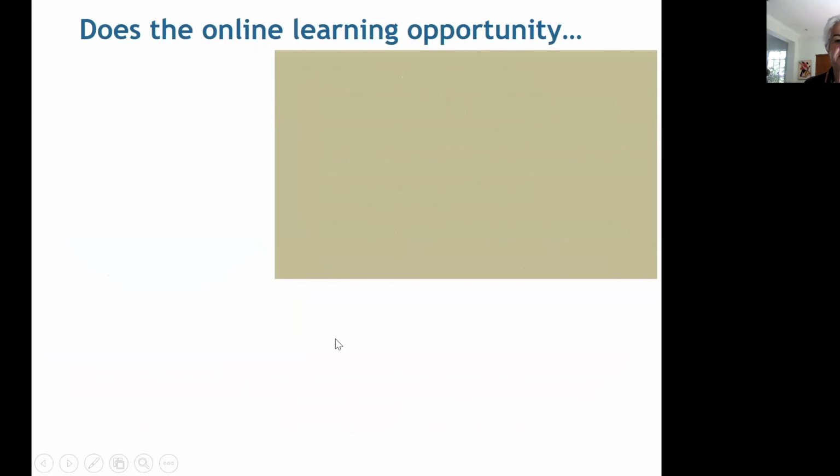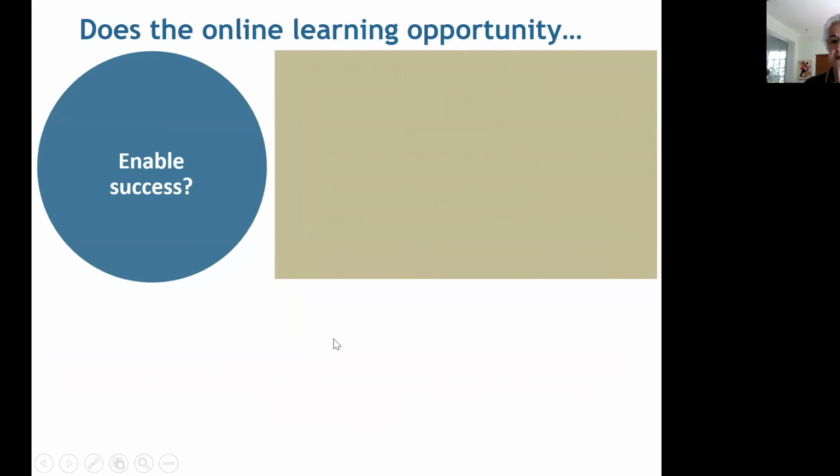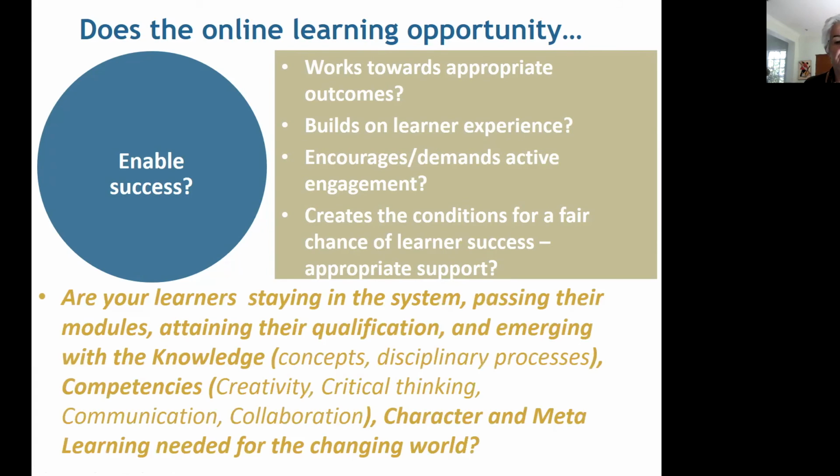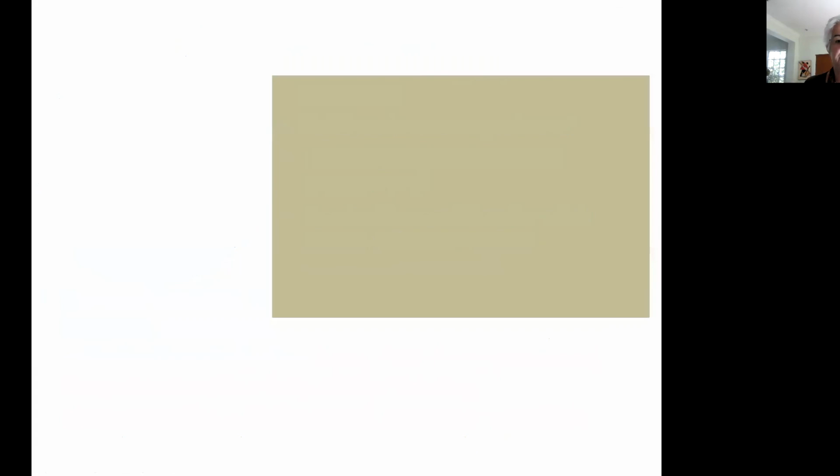Let's turn now to the second set of principles, enabling success. Does the online learning opportunity enable that success? Is it working towards appropriate outcomes? Does it build on learners' experience? Does it demand active engagement? Does it create the conditions for a fair chance of success? And then importantly, do you know these things? Are your learners staying in the system? Are they passing their modules, attaining their qualifications, and emerging with the knowledge, the character, the competencies, and the meta-learning needed for the changing world?